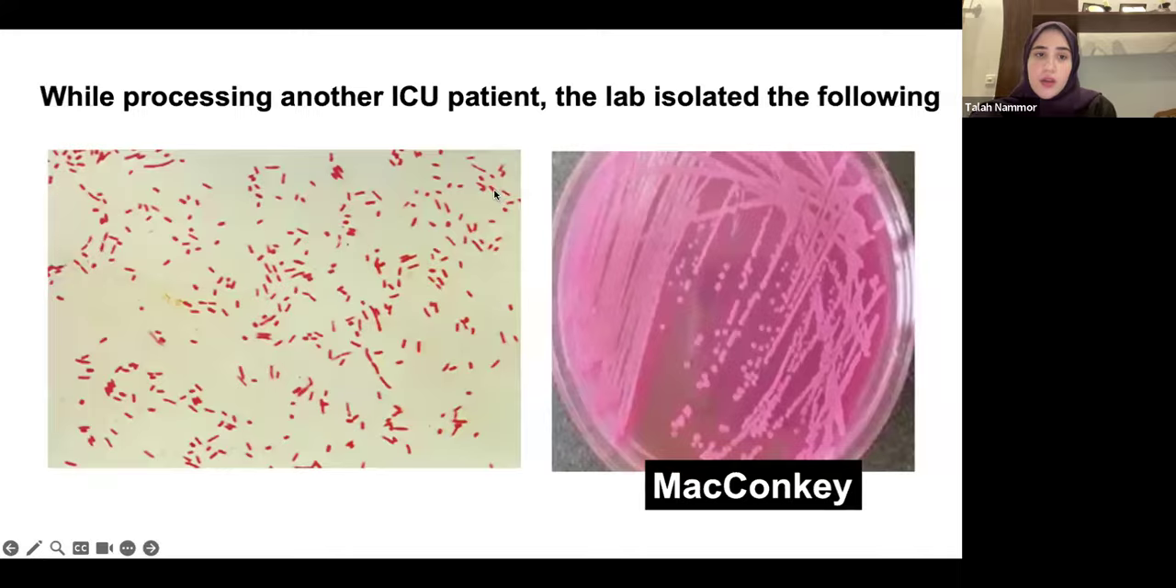Okay. Now, while we were basically processing another ICU patient, the same lab was able to isolate this picture. So يلا, what do you guys see? First of all, it's red, so it is gram-negative bacilli. Exactly. So they are rods and they're red, so gram-negative bacilli. Perfect. Now let's look at the McConkey. What do you guys see on the McConkey agar?